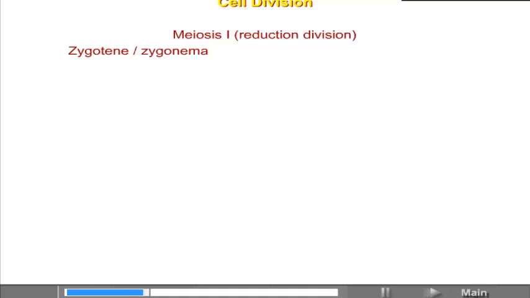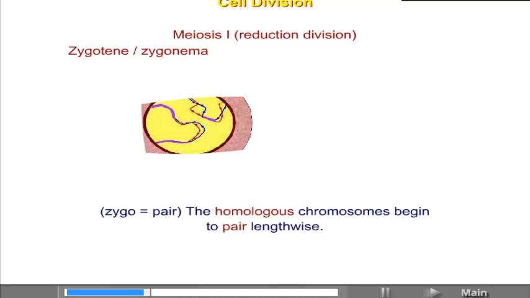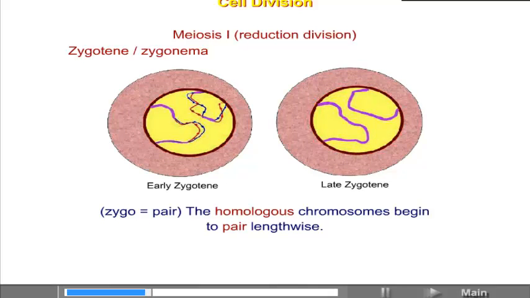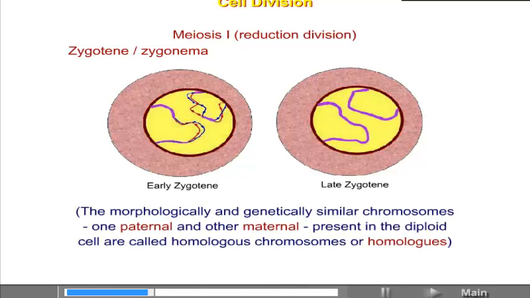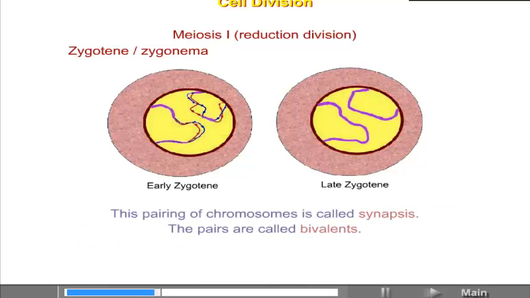Zygotene or zygonema. Zygo means pair. The homologous chromosomes begin to pair lengthwise. The morphologically and genetically similar chromosomes, one paternal and the other maternal, present in the diploid cell are called homologous chromosomes or homologs. This pairing of chromosomes is called synapsis. The pairs are called bivalents.